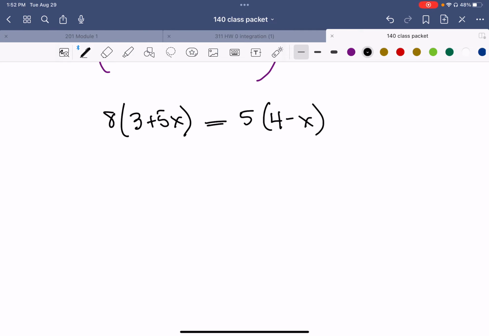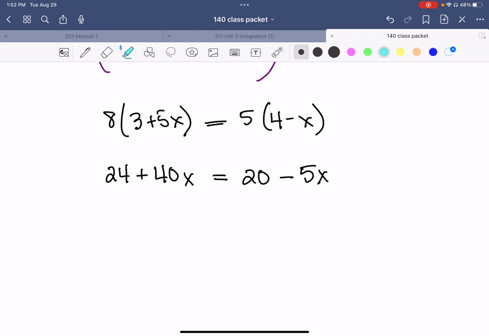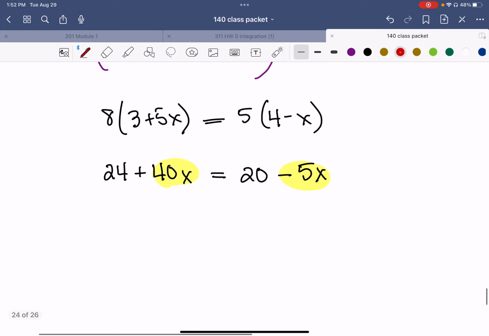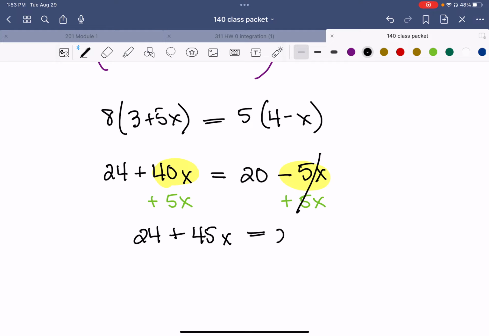So if I distribute the 8, 8 times 3 is 24, and 8 times 5 is 40x. On the right, 5 times 4 is 20, and distribute the 5, that gives you negative 5x. Now my next job is to put my x's together. So I've got 40x and a negative 5x. So I'm going to add 5x to both sides. And that's going to give me 24 plus 45x. And the 5x's cancel over here, and we get just 20.